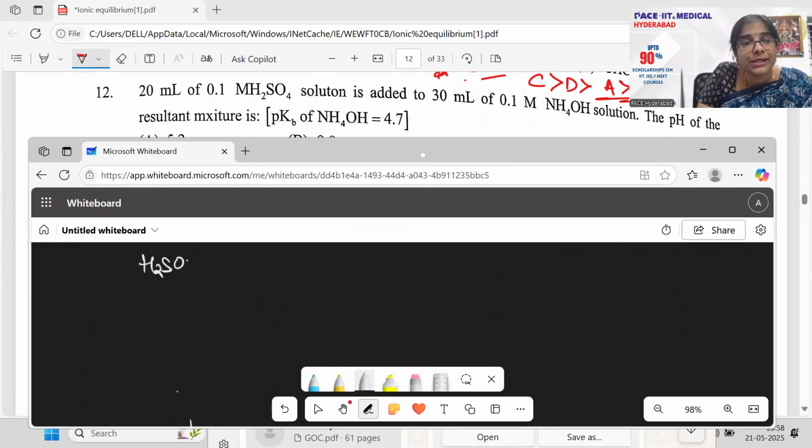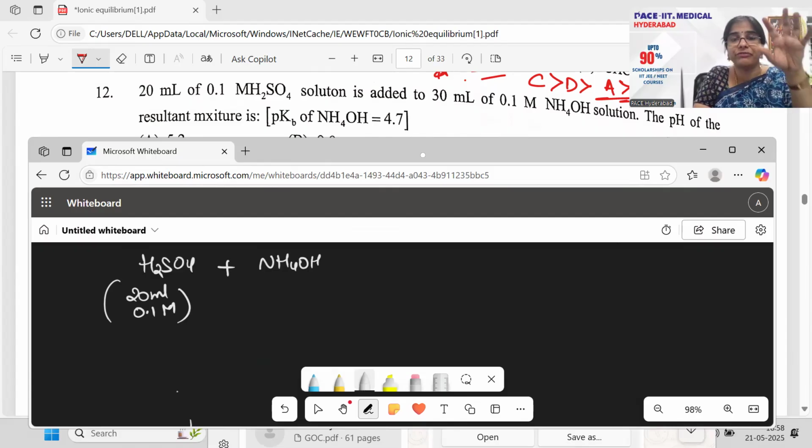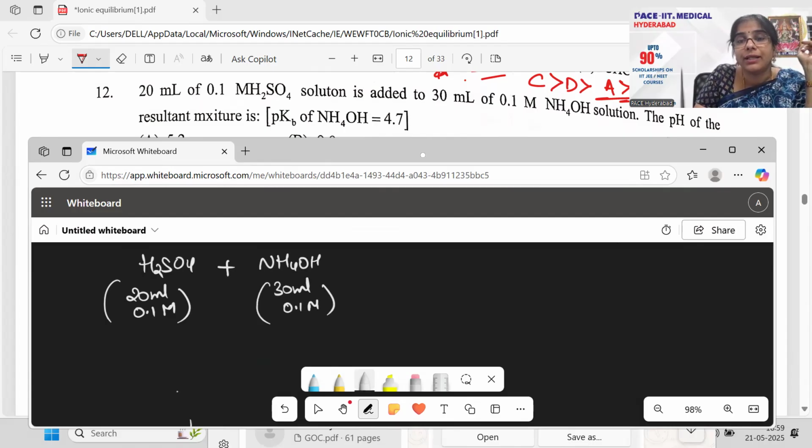H2SO4, question number 12 coming up. H2SO4 solution is added to NH4OH, ammonium hydroxide. When these two are added, what is happening here? How much quantity is added? That also you would understand. Here H2SO4 is 20 ml and 0.1 molar. Please write down the information just beneath that, right? And NH4OH is 30 ml of 0.1 molar. The pH of the resultant mixture is asked. pKb of ammonium hydroxide is 4.7, given to us. No worries.